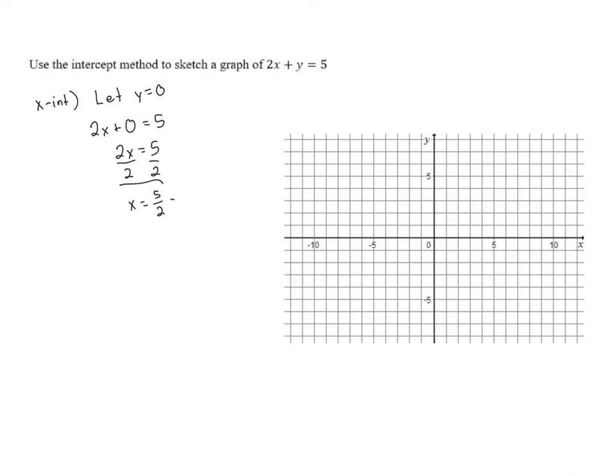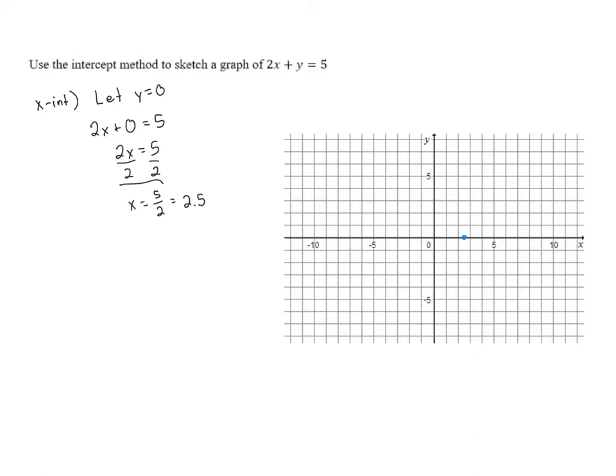5 divided by 2 is 2.5. If you did the division, you'd get 2 and 1/2. That also works. And so we look on the x-axis. 2.5 is going to be halfway between 2 and 3, so our intercept is going to be right about there.